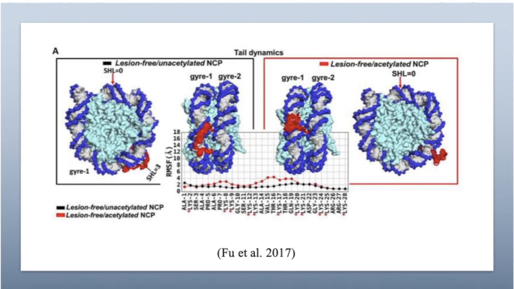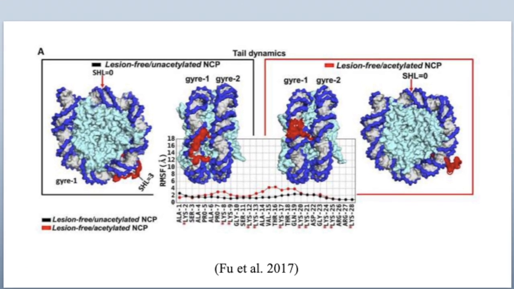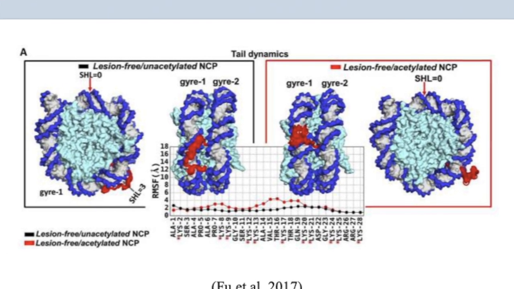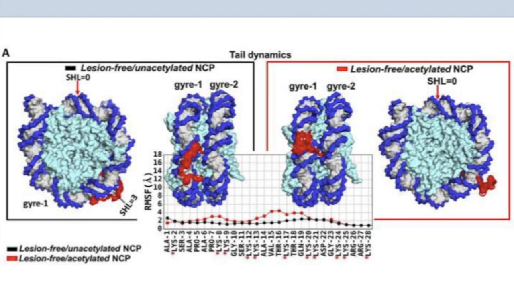In another similar study by Fu and colleagues, they examined the effect of lysine acetylation on the H2B N-terminal tail in lesion-free nucleosomes. It was found that in the lesion-free unacetylated nucleosome, the H2B tail, shown in red, is collapsed onto the DNA surface and forms an extended conformation. This enhances nucleosome stability and allows favorable electrostatic interactions between the negatively charged DNA phosphate backbone and the majority of positively charged arginine and lysine in the histone tail.